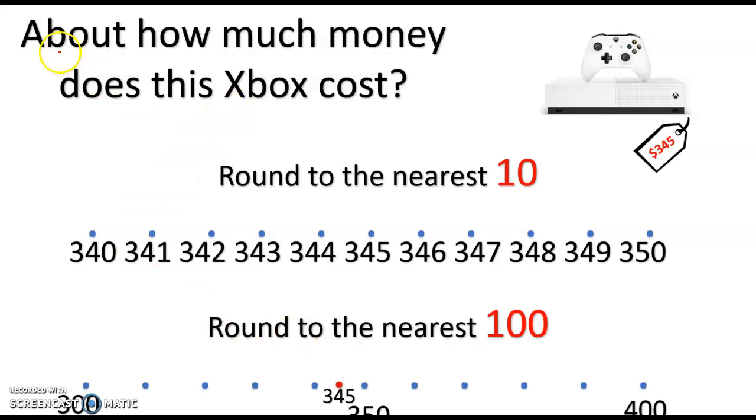I have this problem about how much money this Xbox costs. I see the word about, which tells me I need to round because I don't want to find the exact amount. I want to know about how much. Looking at the Xbox, I see that it costs $345. Let's start by rounding it to the nearest 10.